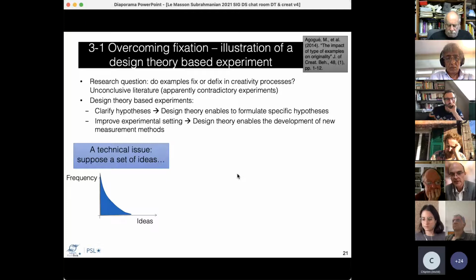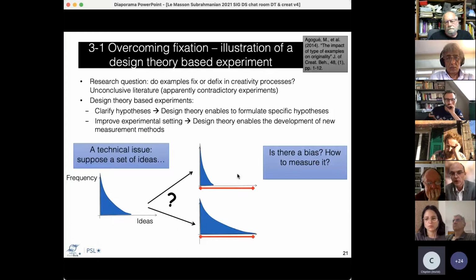You have two situations. Suppose that you have a reference, a red line. Maybe the list of ideas is finally only addressing part of the imaginable ideas, or maybe below here, the list of ideas is well covering all the imaginable ideas, and you don't know exactly. Is there a bias? How to measure it?